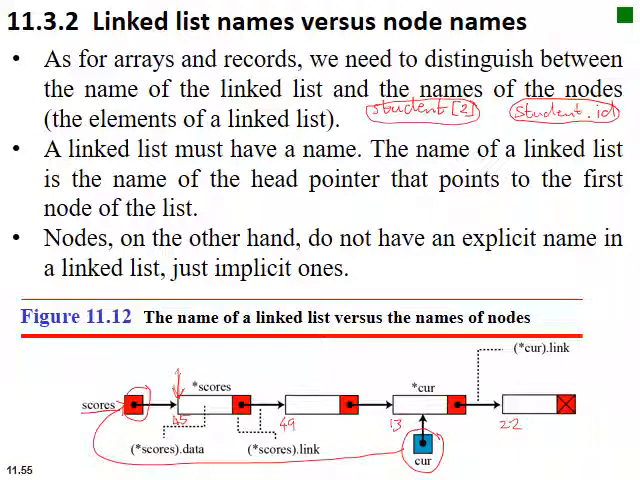So initially, if the current pointer was pointing to the first item, then basically both scores and current pointer would have the value 45 inside of them. It just means they're pointing to the same thing, which is basically the address of the first node.